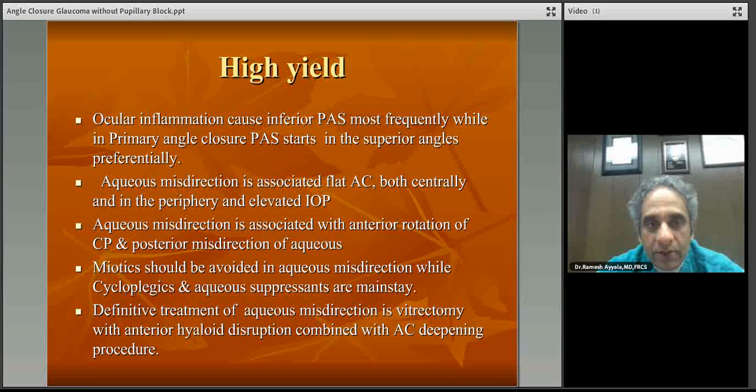Ocular inflammation causes inferior peripheral anterior synechial formation most frequently, while in primary angle closure, PAS starts in the superior angles preferentially.